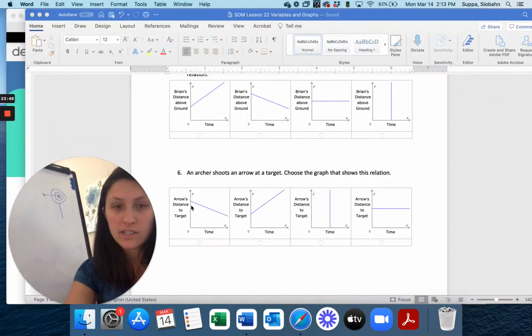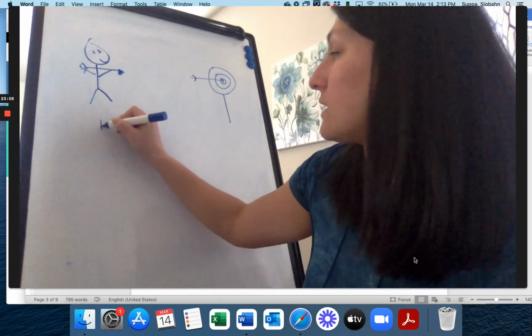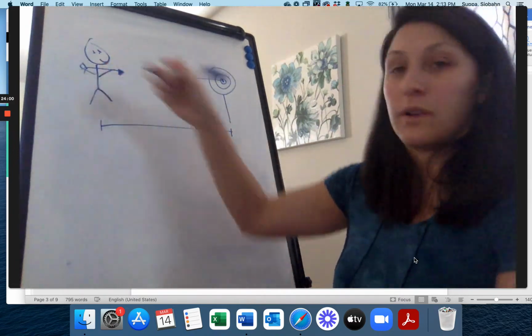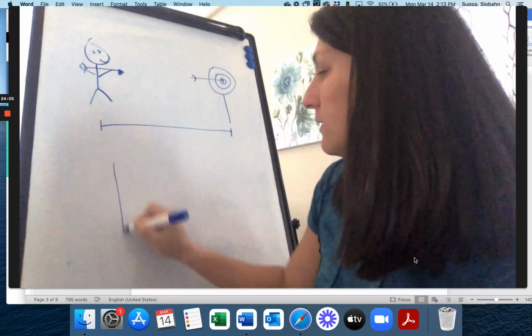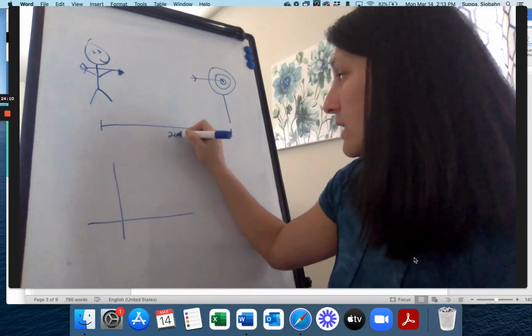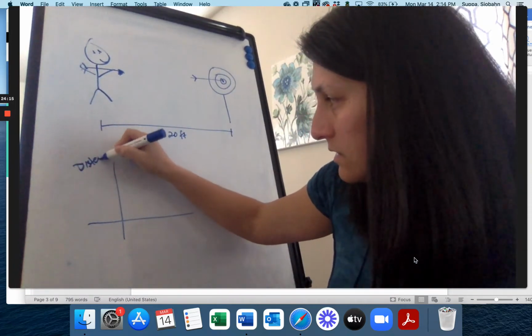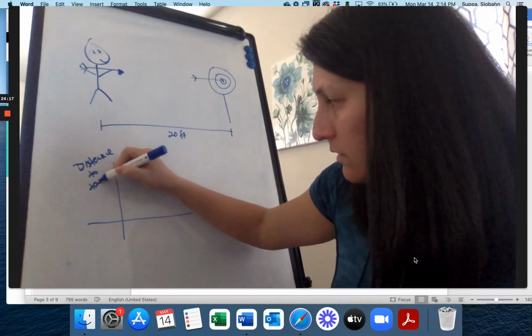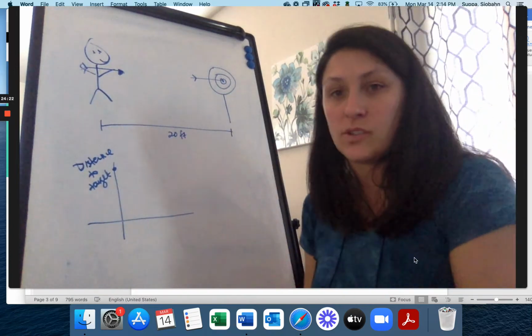So let's come back here and check. The arrow's distance to the target over time. So let's start at time 0. Here's time 0, where you're holding the arrow and haven't let it go. So how far are you from the target? Well, it looks like you're a decent way away from the target. I mean, you can make it up, right? 20 feet. It doesn't matter. You're just sketching it anyway. So distance to target. All right, so at time 0, you should be somewhere up here at 20.